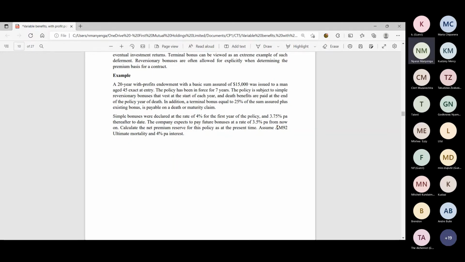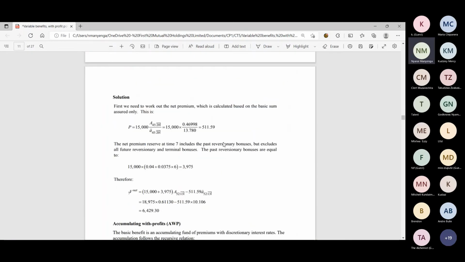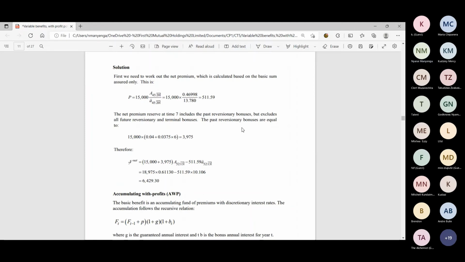So since we are asked to calculate the net premium reserve for this policy, as you can see from the question, we were not given the net premium. So what this means is that we need to derive the value for the net premium for this endowment policy. So we first calculate the net premium, which would be calculated based on the basic sum assured only.